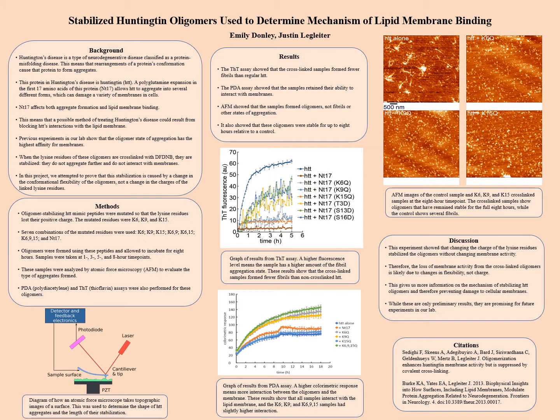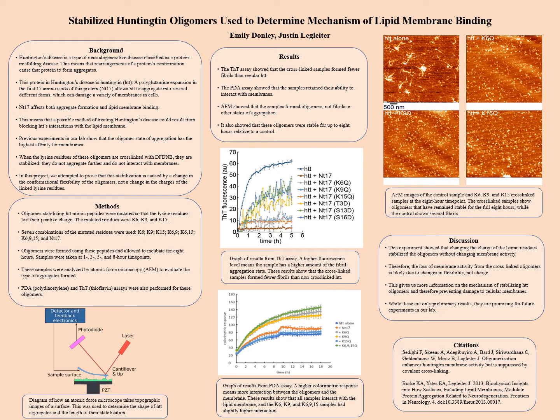Previous data from our lab has shown that the oligomer state of aggregation has the highest affinity for membranes. Oligomers are made up of a few protein subunits, while fibrils are long, rod-like structures made up of several subunits. When the lysine residues in oligomers are cross-linked with the molecule difluorodinitrobenzene, or DFDNB, they are stabilized. They do not further aggregate into fibrils and do not interact with membranes.